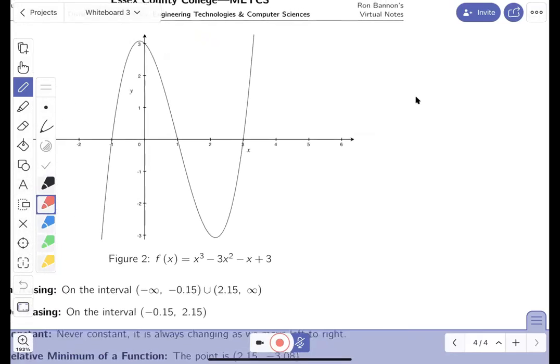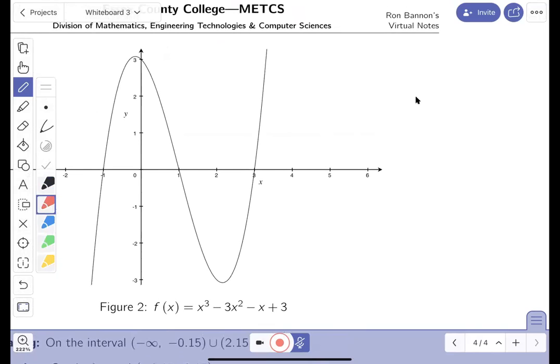By the way, a picture's been given to me, and I'm glad a picture's been given to me. The first thing I would recommend you do when you're given something to graph is write down what they want you to graph. And what do they want you to graph?